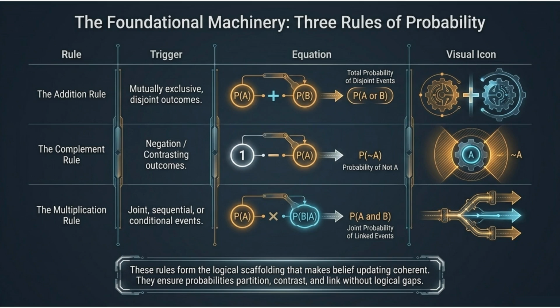3 foundational rules scaffold coherent probability. The addition rule, for mutually exclusive outcomes, P of A or B equals P of A plus P of B. The complement rule, P of not A equals 1 minus P of A. The multiplication rule, joint probability P of A and B equals P of A times P of B given A. These rules partition, contrast, and link events without logical gaps, the plumbing that makes Bayes' formula derivable, not magical.